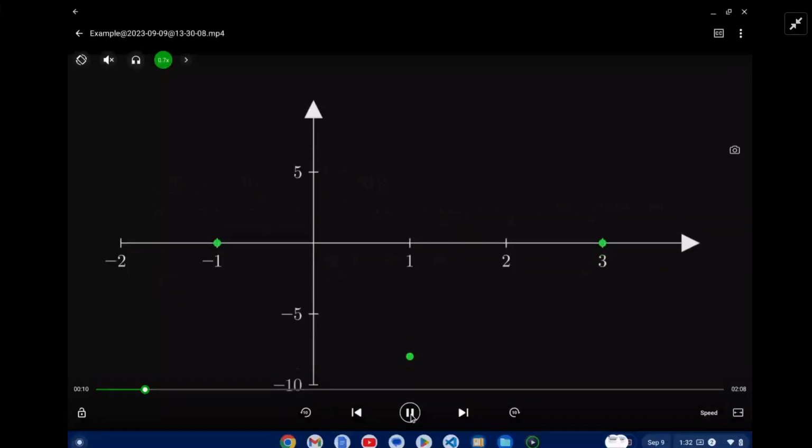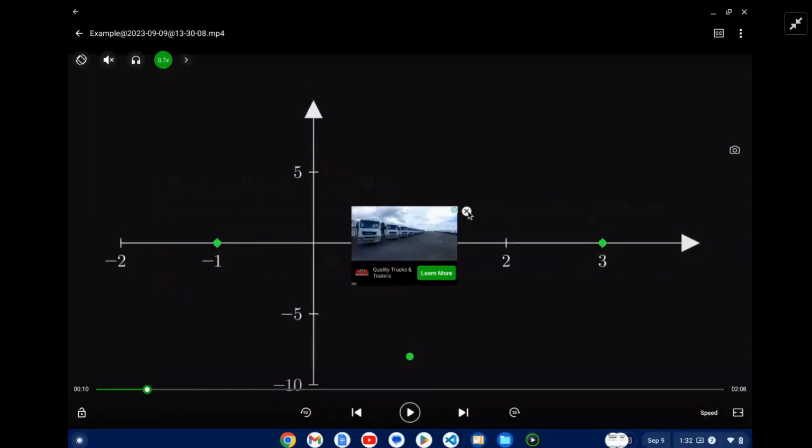Okay, so here are our points. We're given the roots, and that's where it crosses the x-axis. And since we have the roots, that's going to make this problem quite easy, I think. So the first root here is (-1, 0). We have this point here, which is (1, -8). It's the vertex, by the way. And the other root, (3, 0).